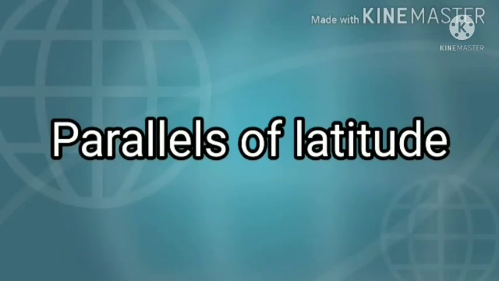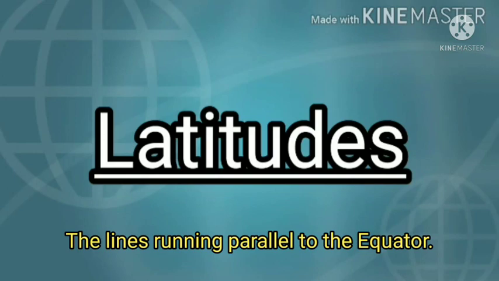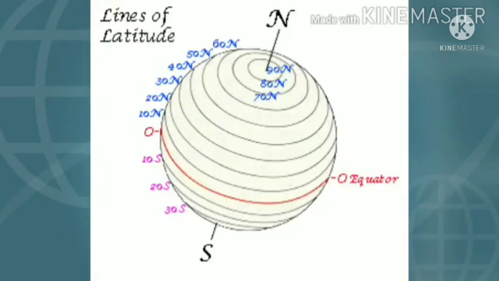Next, parallels of latitude. If you take a closer look at the globe, you will see lines running parallel to the equator. What is a globe? A globe is a spherical model of the earth. These lines running parallel to the equator are called latitudes. They are also called parallels because they run parallel to the equator.